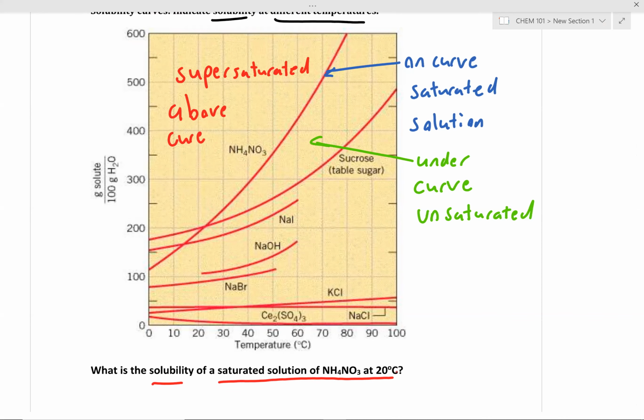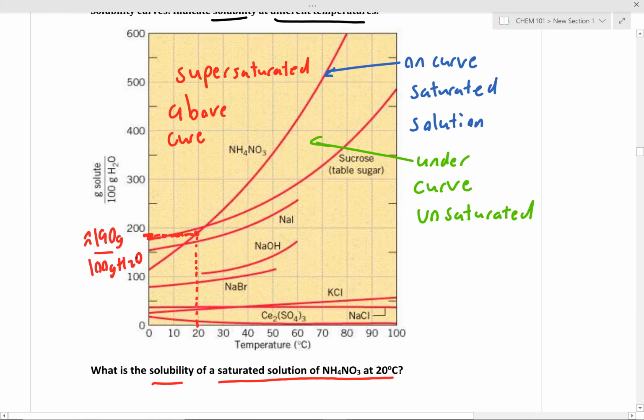Yep, I'm reading along the curve. So I'm going to go to 20 degrees Celsius, and I'm going to trace a line up. And I'm going to find the ammonium nitrate curve, which is right here. I'm then going to trace across in a horizontal line, and I end up at approximately 190 grams per 100 grams of water.